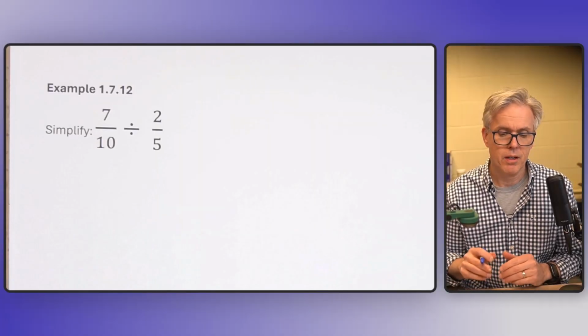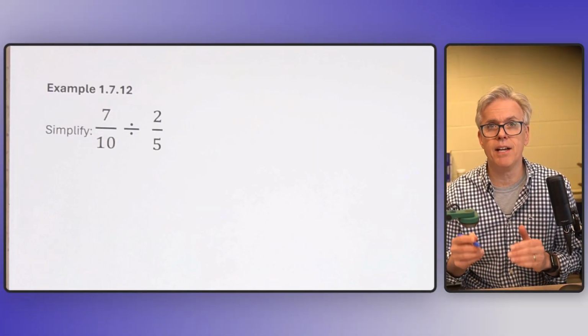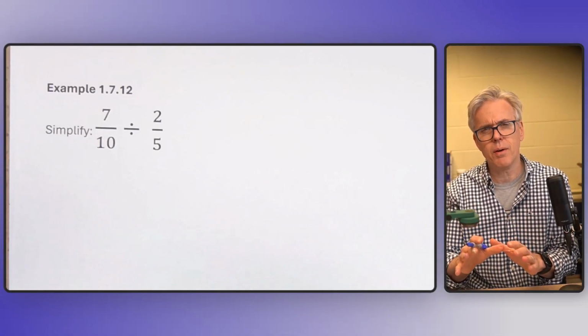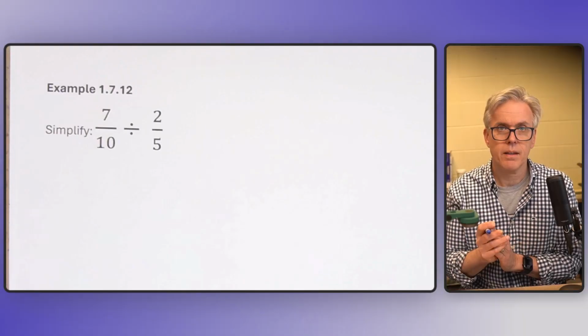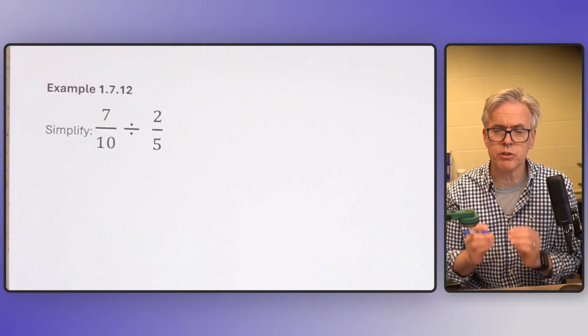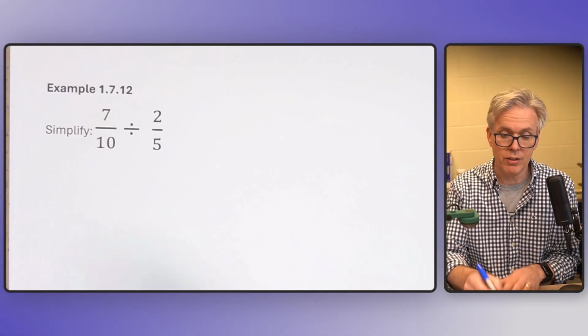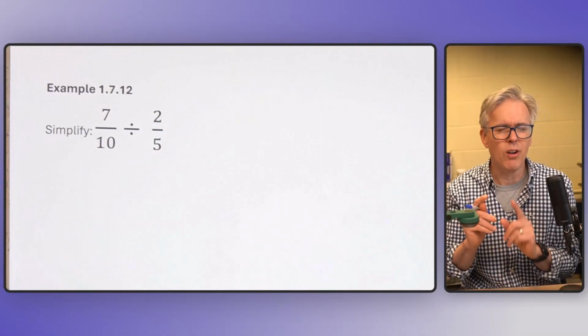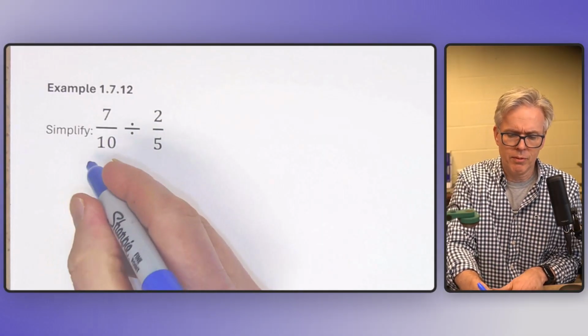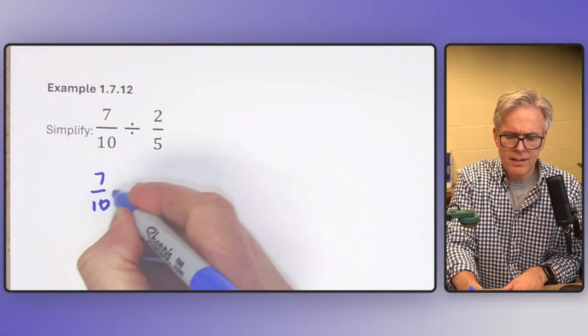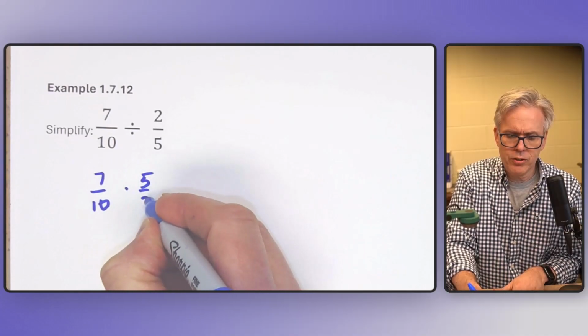All right, let's try this one. We have 7/10 divided by 2/5. Pause the video here and see if you can do it. Okay, I'm hoping the first thing you did was rewrite the problem. I'm hoping you did not try to cancel 2 into 10. We can only do that when multiplying. So I'm going to rewrite the problem: 7/10 times 5 over 2.